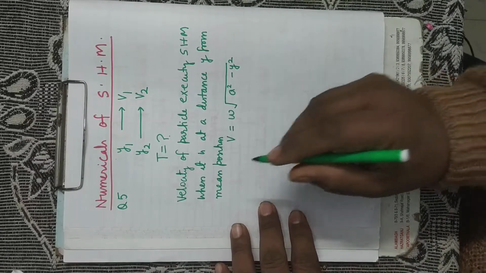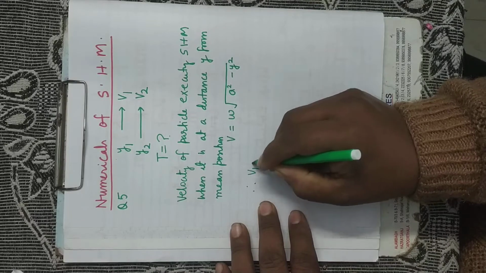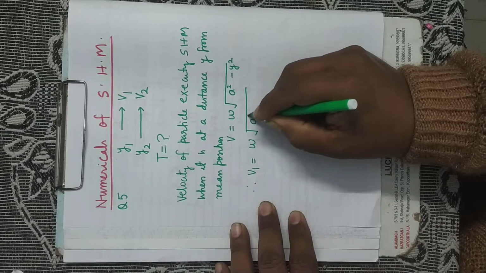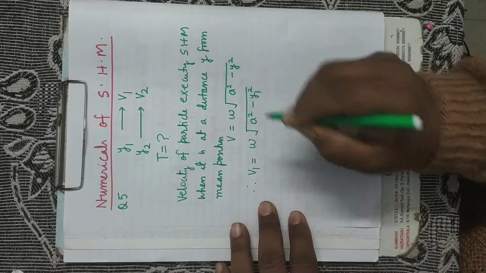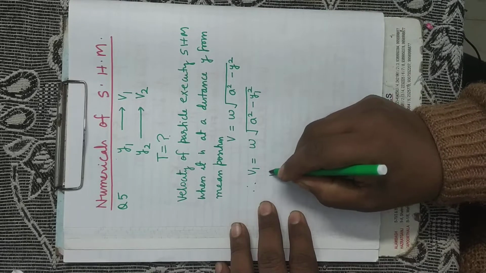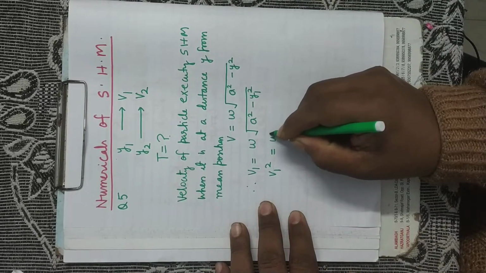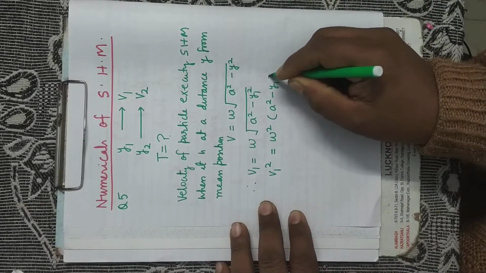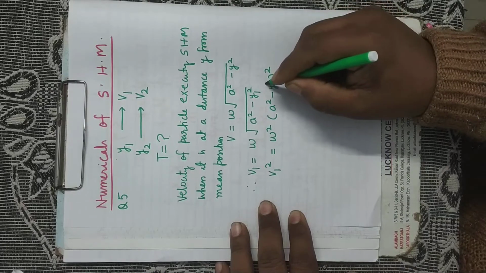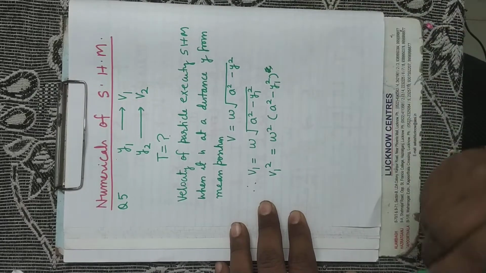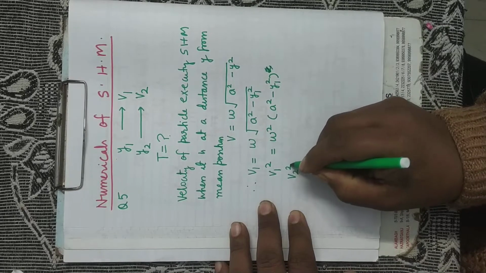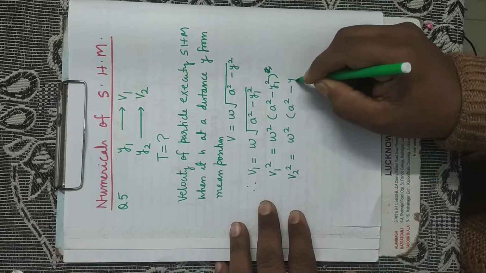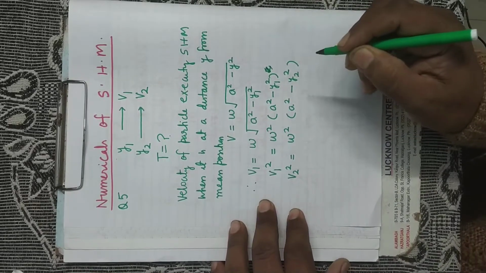So see here, therefore V1 equals what? It will be omega root of a square minus y1 square. When you do the square, v1 square will be equal to omega square into a square minus y1 square, and this square root will be removed. Now similarly v2 square will be equal to what? It will be omega square into a square minus y2 square.